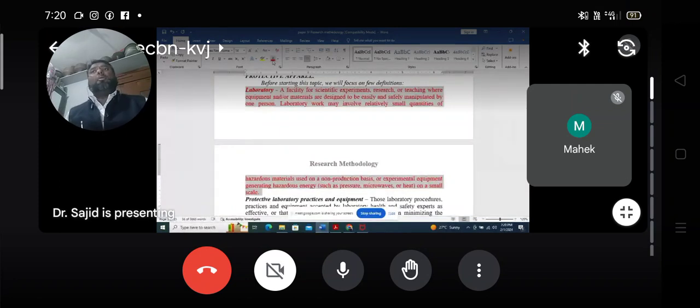In the laboratory, you know, various kinds of reactions are going on. Okay, you have to think on that. There will be small quantities of hazardous materials.